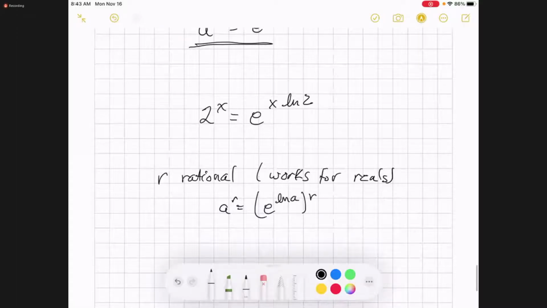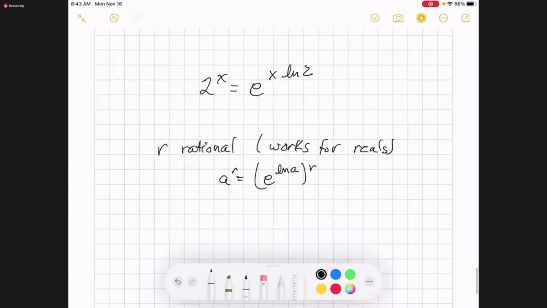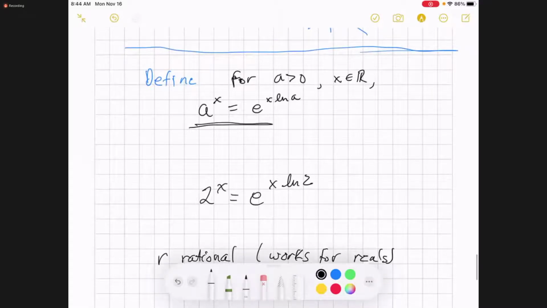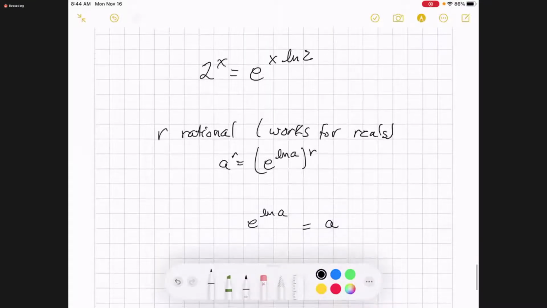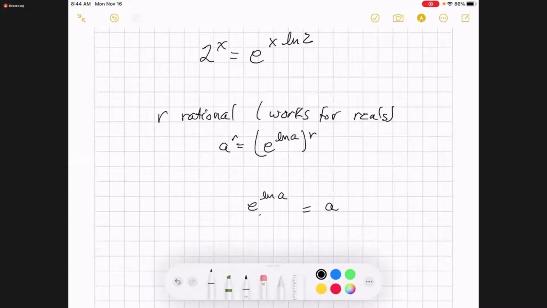Remember, exponentials and logs are inverses of each other. So e to the ln of a is just a. Took the log of a, and that's why a has to be positive here. A has to be positive, but e to the ln of a is a. So a to the r is e to the ln of a, all to the r. And then we actually at least mention this for the exponential.